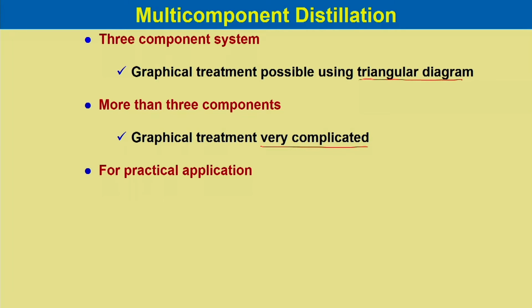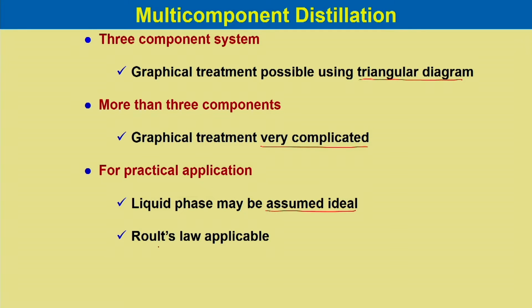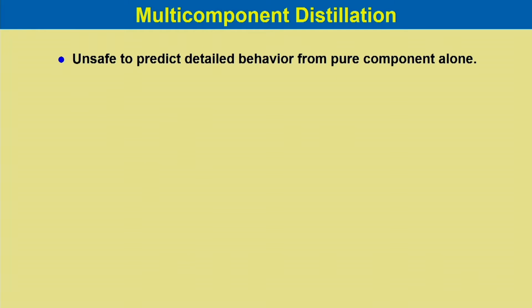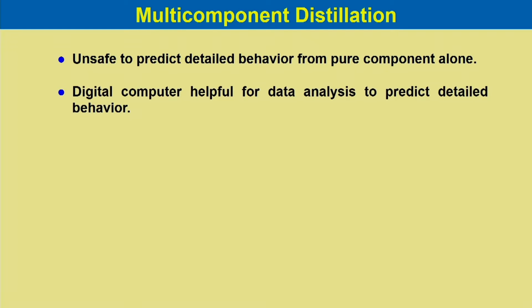For practical application, the liquid phase may be assumed ideal, Raoult's law may be applicable, and equilibrium data can be obtained from pure component data. Now, it is unsafe to predict detailed behavior from pure component data alone. So, a digital computer is helpful for data analysis to predict detailed behavior.